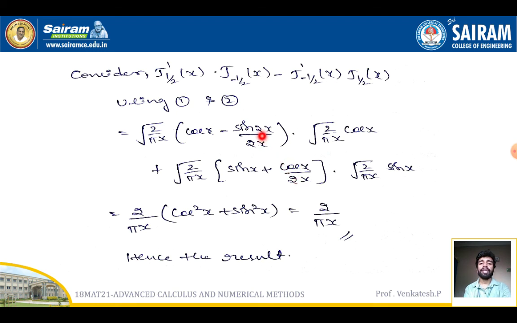On simplifying it, these two terms get cancelled. I got cos square x plus sin square x, which will be equal to 1. I got the solution like 2 by pi x. So this is the required result for the given condition: J 1 by 2 dash of x into J minus 1 by 2 of x minus J minus 1 by 2 dash of x, J 1 by 2 of x is equal to 2 by pi x. Thank you.